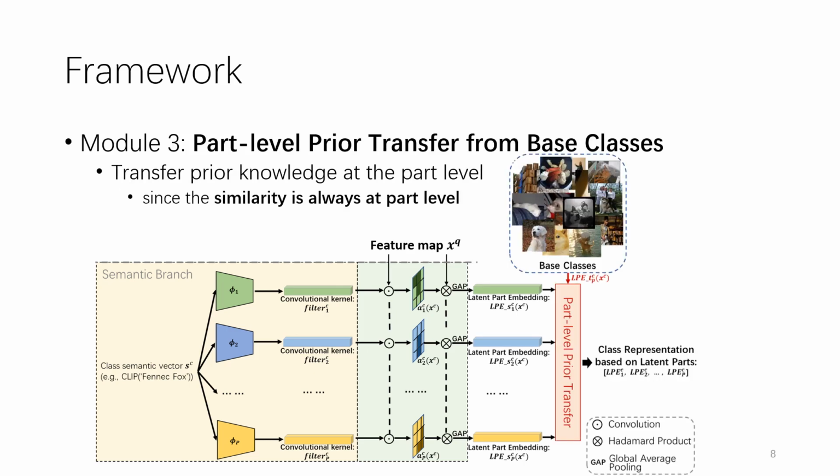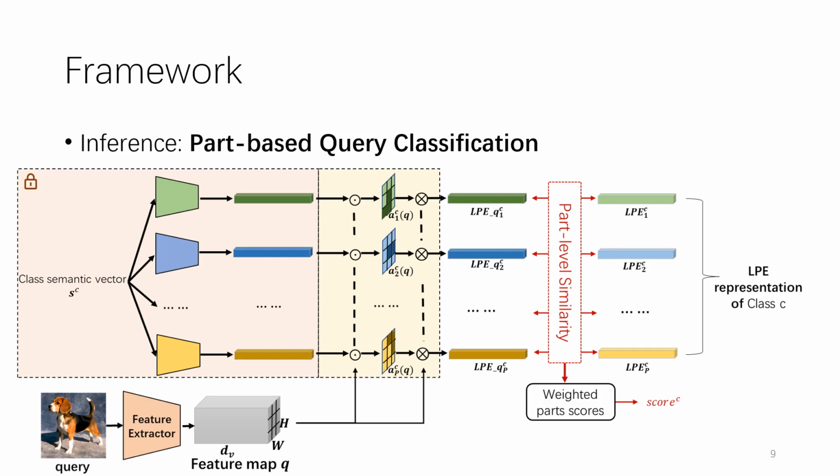The third one is the part-level prior transfer from base class model, and we will transfer prior knowledge at the part level, which makes sense because the similarity is always at the part level. The query classification is also at the part level, and we will compare the query with novel classes one by one under each latent part embedding framework so as to calculate the similarity between the query and each novel class.